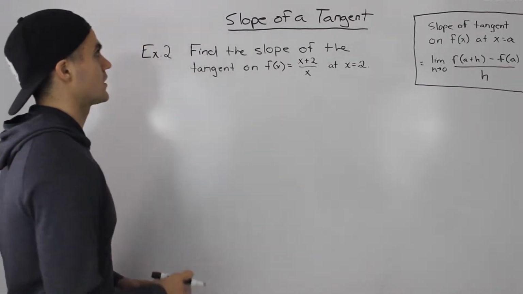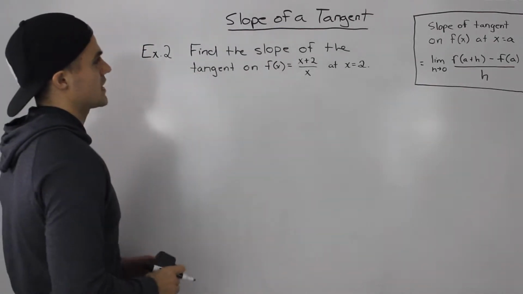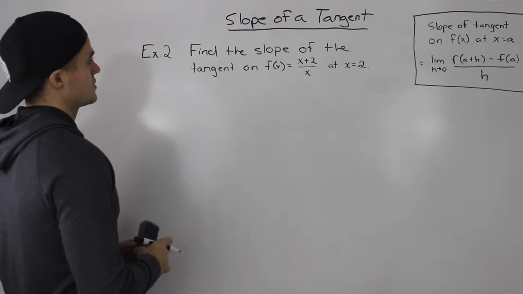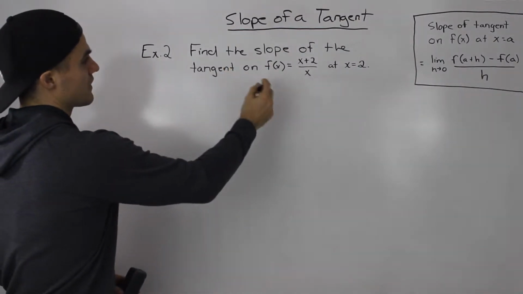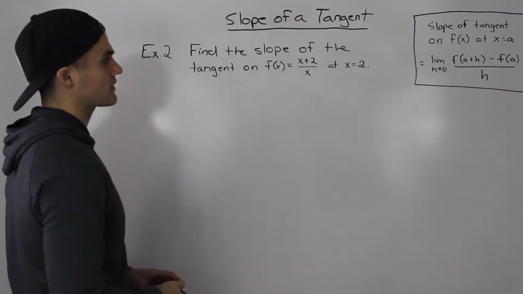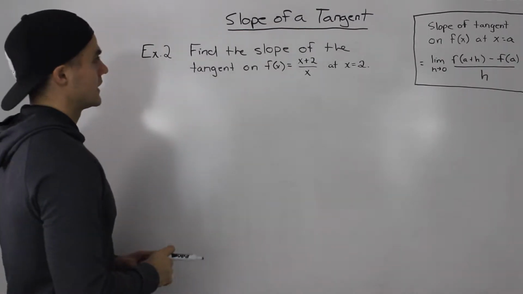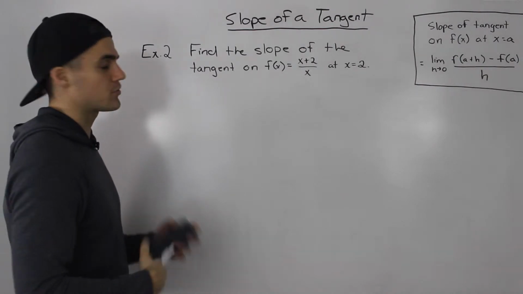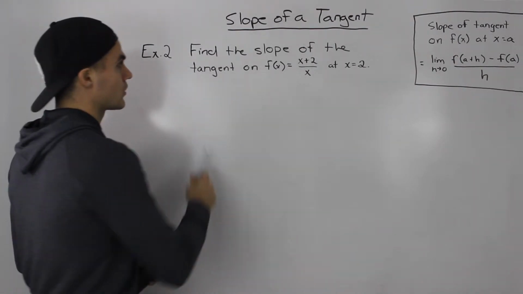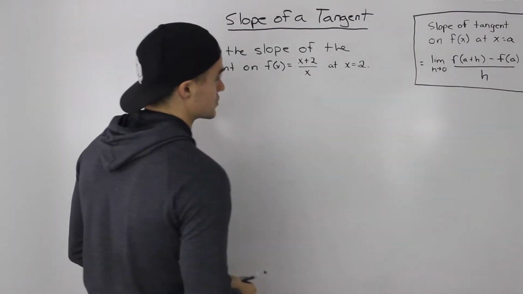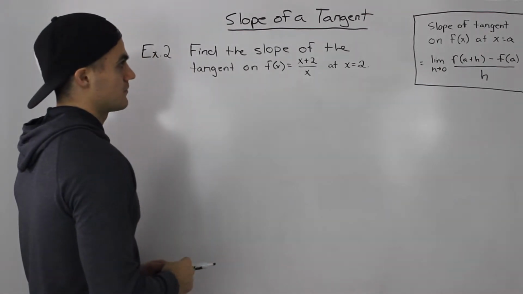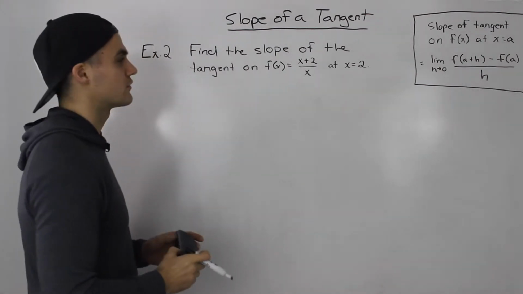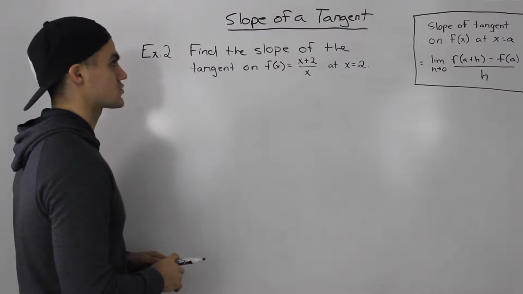Okay, so continuing on with the slope of a tangent, example 2. Find the slope of the tangent of f of x equals x plus 2 over x at x equals 2. So now we're going to be dealing with a rational function. The process is still going to be the same. We're going to find the slope of the tangent using the difference quotient. It's just the algebra is going to be a little different. So try to follow me here.